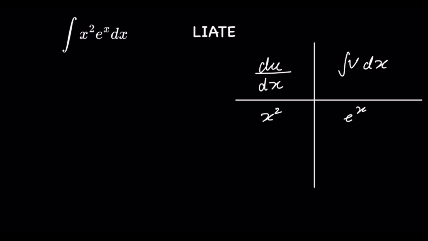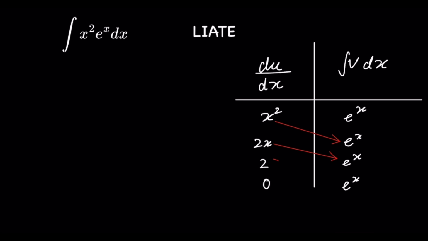Now we're going to be taking the derivatives of u till it becomes 0. So for the second row, it's going to be 2x, then 2, and then 0. Whilst for the integrals of v, we're going to do e power x, and e power x, till the row reaches the row of 0. Now, we're going to connect each derivative with its corresponding integral diagonally, like this.